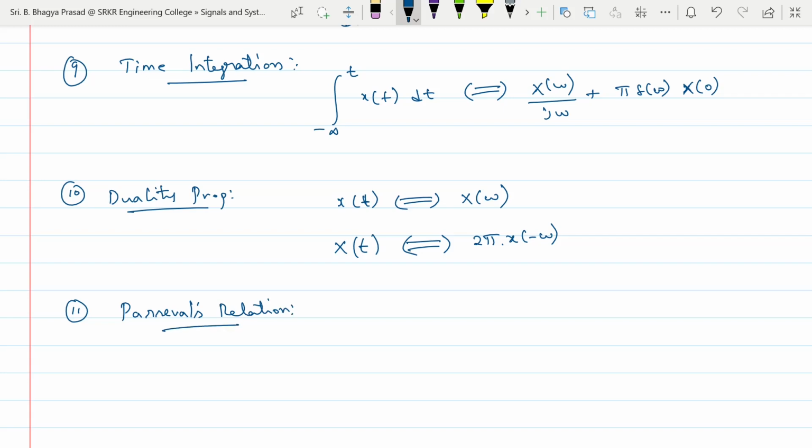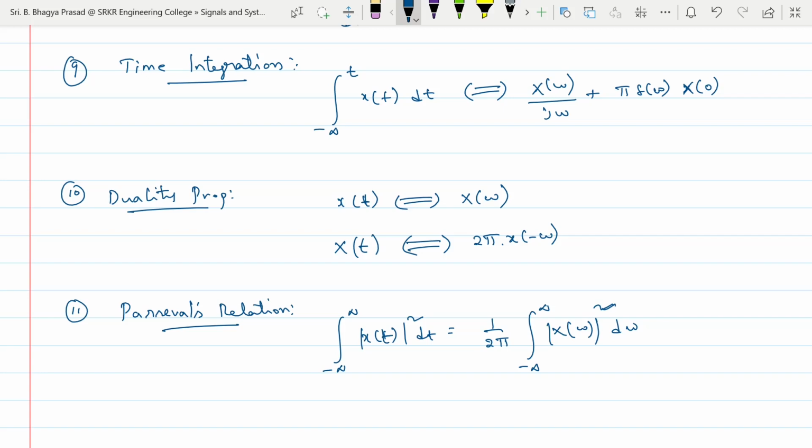Parseval's relation: the integral of |x(t)|² dt is the energy of the signal, equal to the integral of |X(ω)|² dω (up to a constant factor). So by knowing the frequency content, you can find the energy of a signal x(t) using this Parseval's identity.